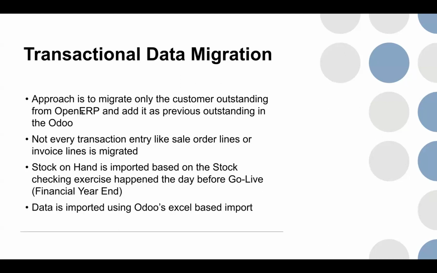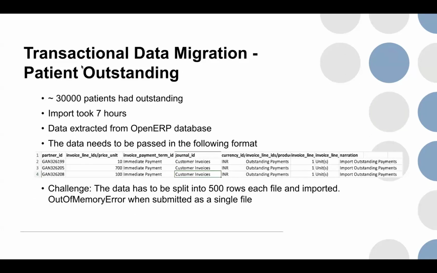And both these data, the patient outstanding as well as the stock on hand data, are imported using Odoo's Excel based import. The custom module doesn't support this transactional data, and it should be imported with the Excel based import. So for the transactional data, the first one we did was the patient outstanding. In the old system in OpenERP, there were around 30,000 patients who had an outstanding.